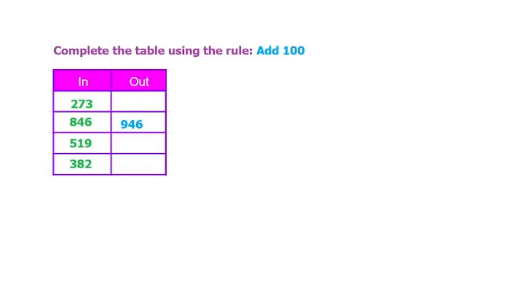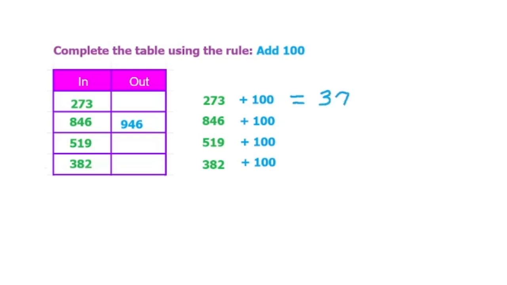So let's rewrite the numbers here, and then we can add 100 to each, and let's see what we get. So 273 plus 100 is 373. We just add the 1 to the hundreds digit here, which is 2 here. 2 plus 1 is 3, so 373.